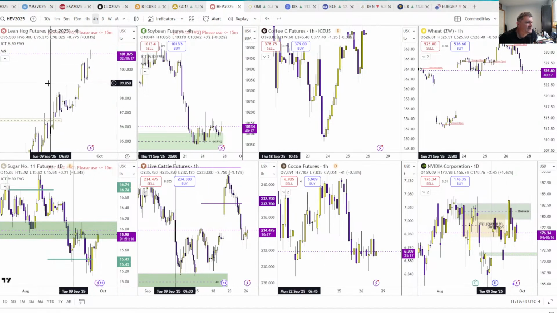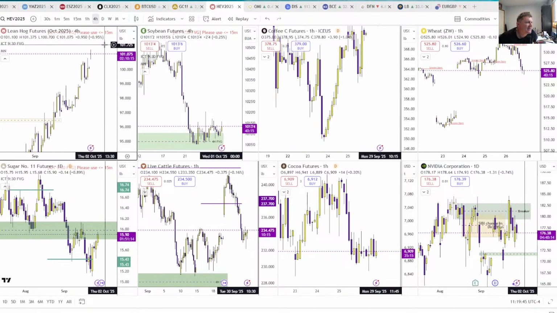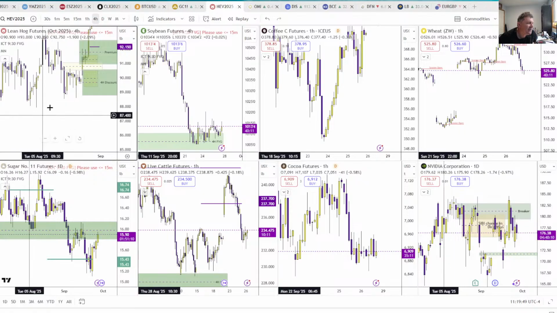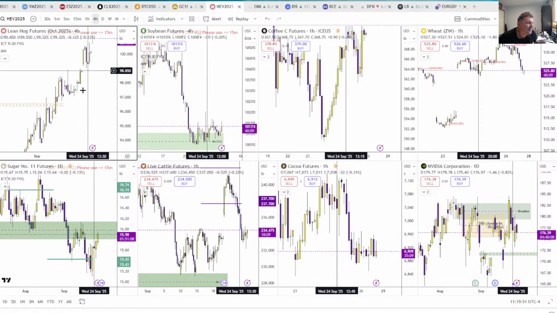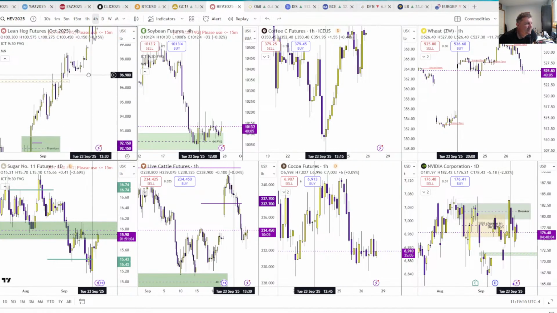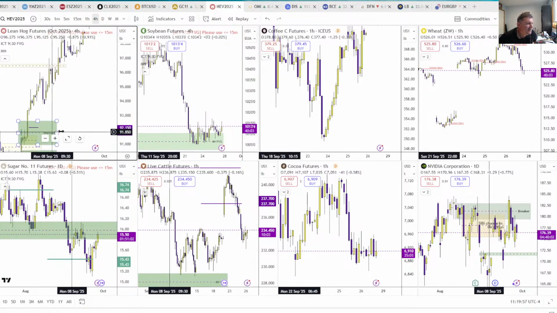Look at the pigs. The pigs are on the run. We called that pig thing back here in August. Hot damn. You're still in that? You got some pig poop on you.